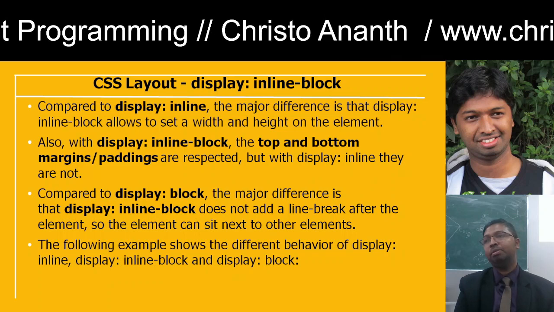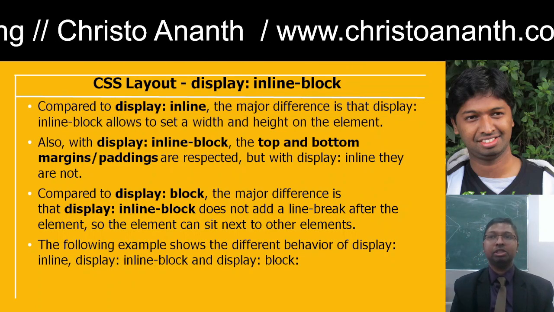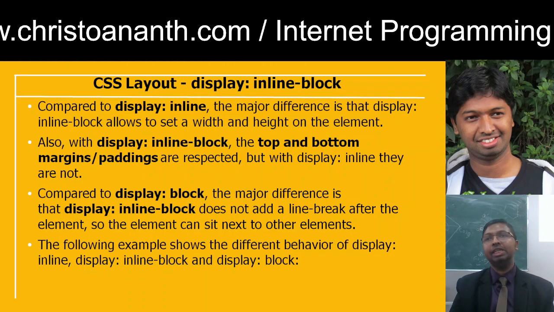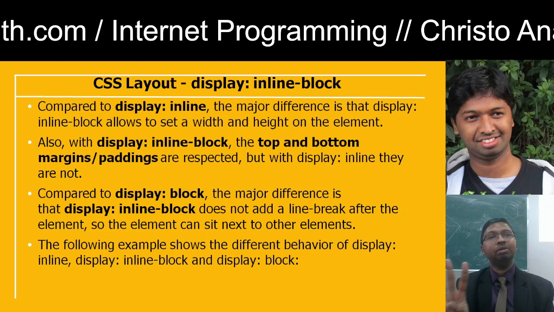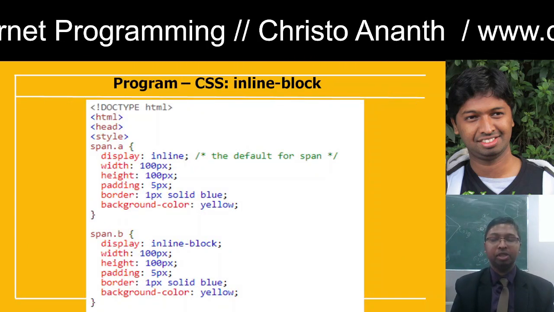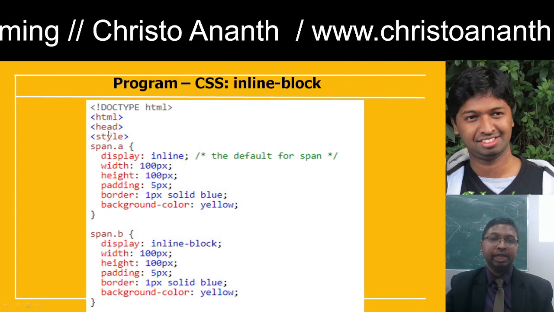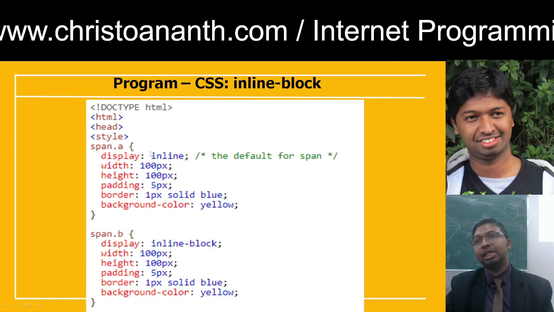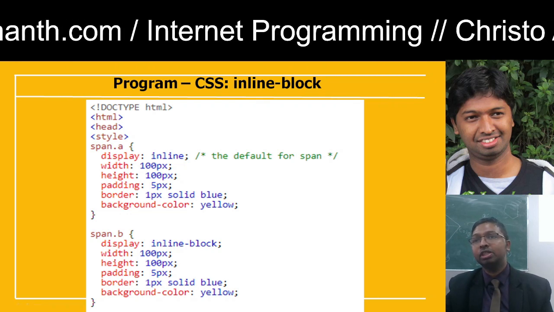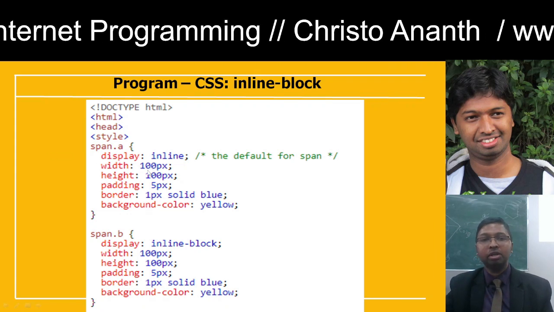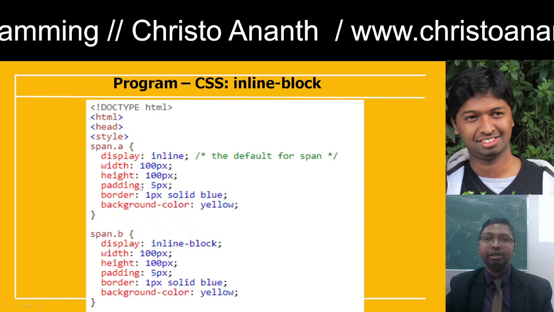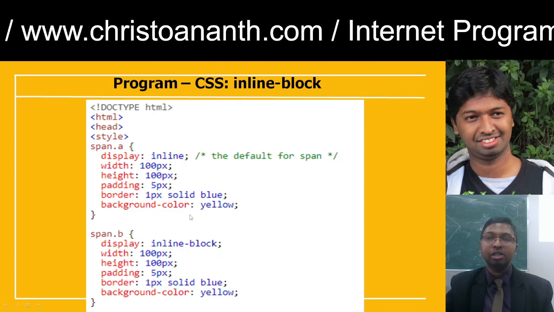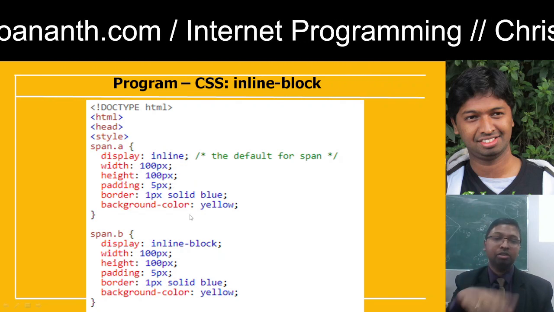Okay, so we'll have an example to explicitly show the behavior of display inline, display inline block, and display block. The three of them will help us understand the differences. In the doctype HTML, you'll have html, head, style, span.a, with display inline. This is the default statement that you include for the span. Width 100 point, height 100 point, padding 5 point, border 1 point solid blue, and background color yellow. These all you specify.